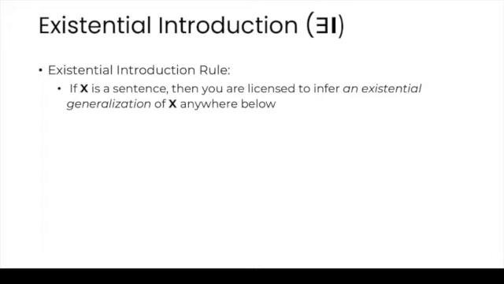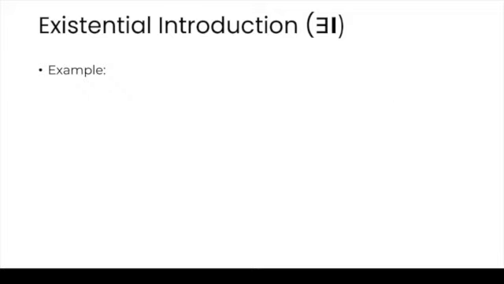Okay, now that we are experts on existential generalization, let's define the rule of existential quantifier introduction. The rule goes like this. If x is a sentence, then you are licensed to infer an existential generalization of x anywhere below. And that's all. Here's an example. Suppose that you have A is f as a premise. Then, to apply existential introduction, you need to substitute a variable for the name and head the whole thing with a quantifier, like this. And so there is an x such that it is an f can be inferred from fa by existential introduction on line 1.